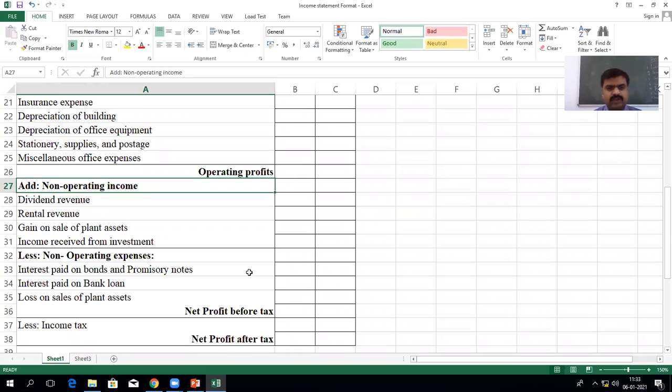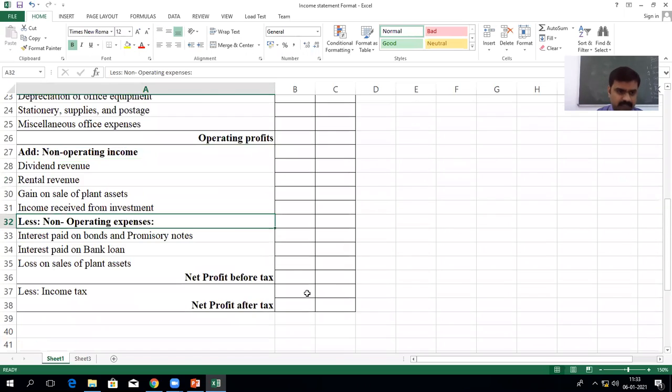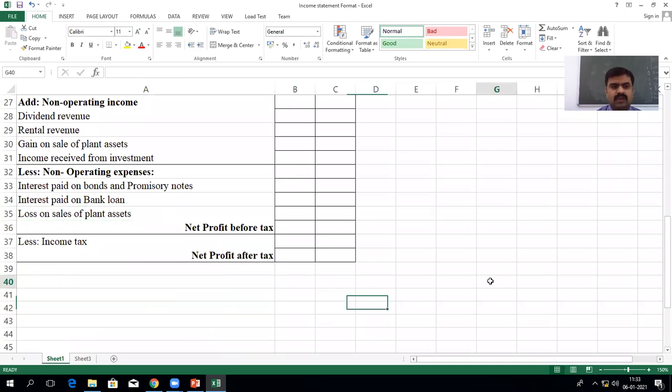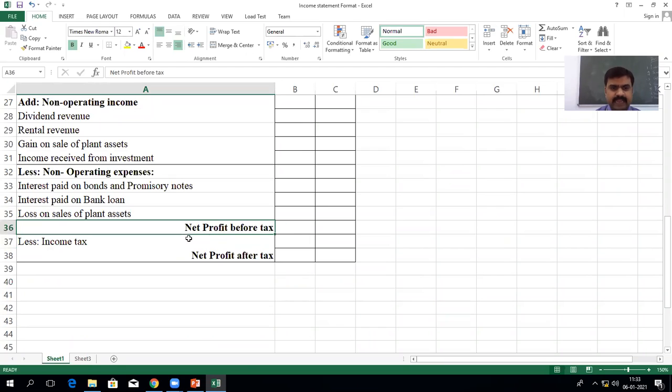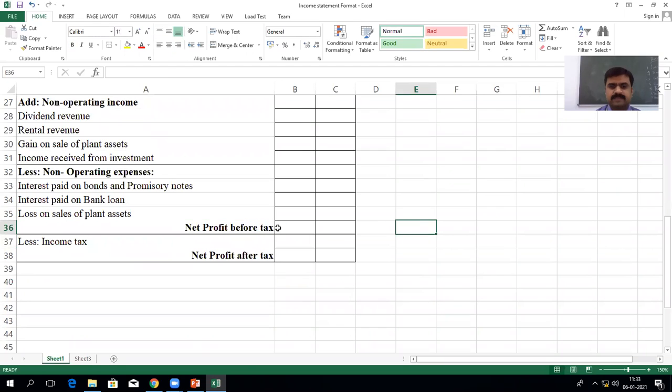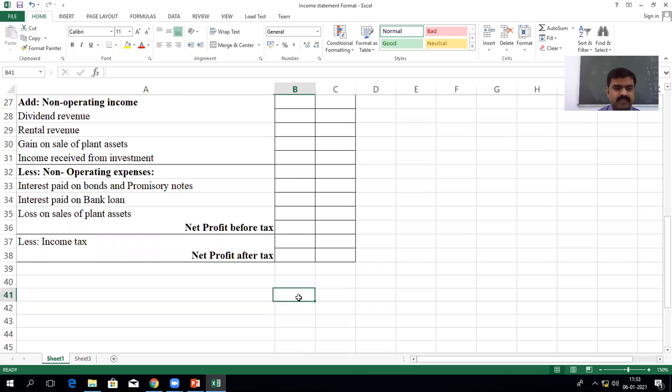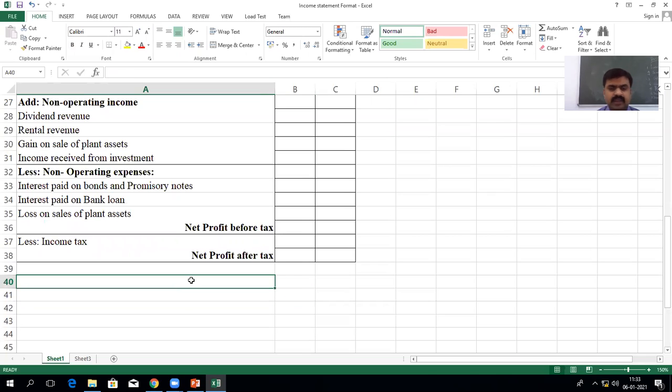Okay, and then you have to deduct non-operating expenses like your interest paid on bonds and promissory note, interest paid on bank loan, loss on sale of land. All those things are called non-operating expenses. When I do that, what I get is net profit before tax. Is it clear? You will get net profit before tax, and then I have to minus tax. From that, I'll get net profit after tax. Okay, is it clear? This is your income statement.